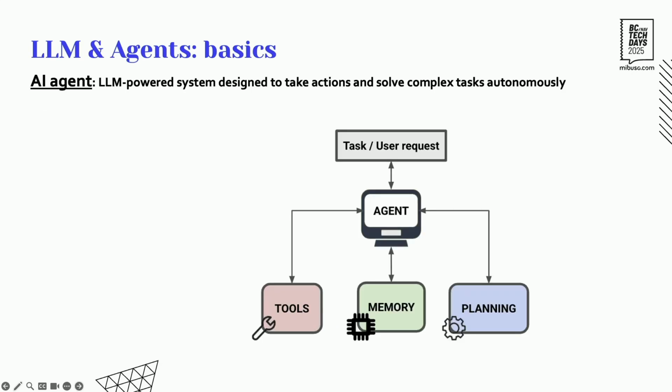Last concept, probably absolutely well known because a lot of time was spent talking about it in this conference, is agents. What is an agent? In short, it is an LLM-powered system created with autonomy to take action and solve complex tasks. So an agent is an entity that can have tools, can have memory, and can plan for solving a particular task.